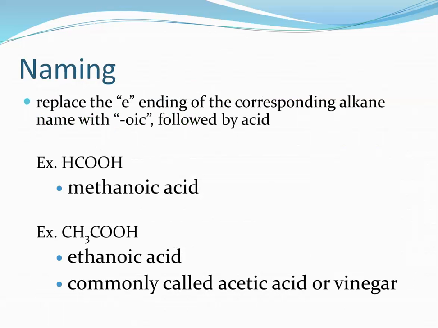To name carboxylic acids, replace the E of the alkane with oic acid. For example, methane becomes methanoic acid, and ethane becomes ethanoic acid.